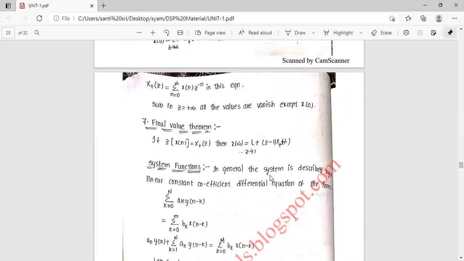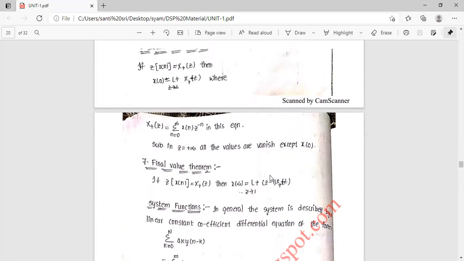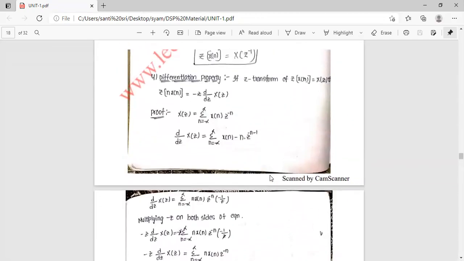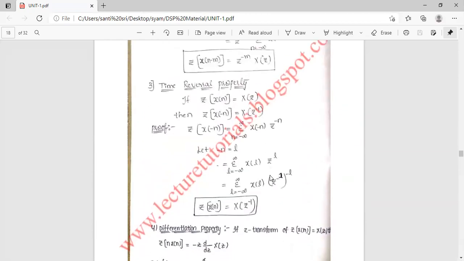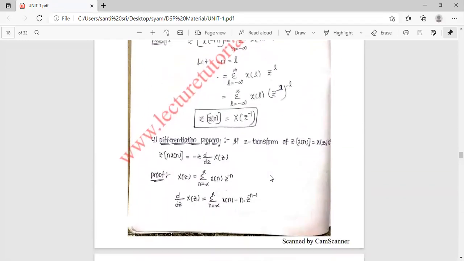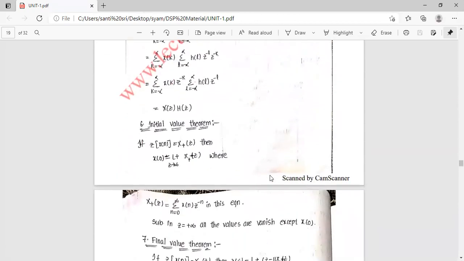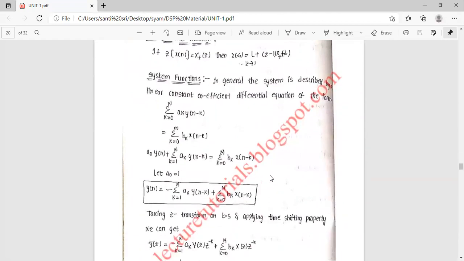Similarly, in the same manner, the final value theorem. If the z transform of x of n is X+(z), then x of infinity is the limit as z tends to 1 of (z minus 1) into X+(z). So these are the properties of z transforms: linearity property, time shifting property, time reversal property, differentiation property, convolution property, initial value theorem, and final value theorem.